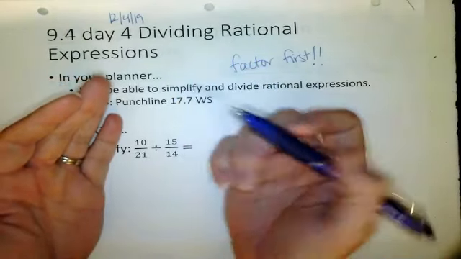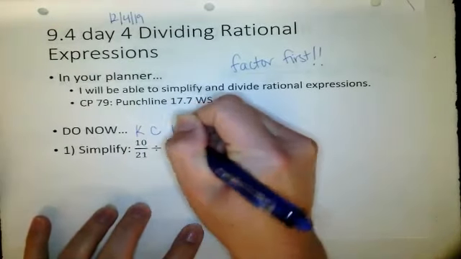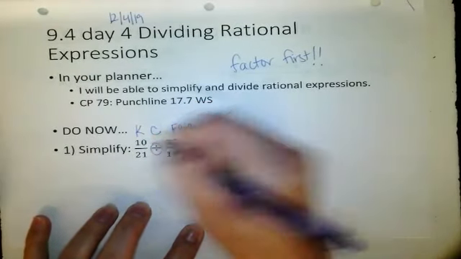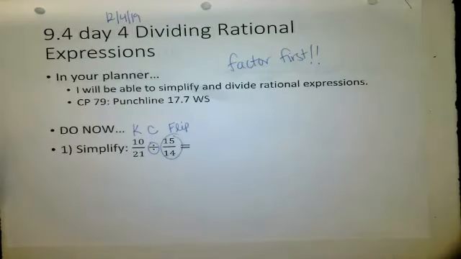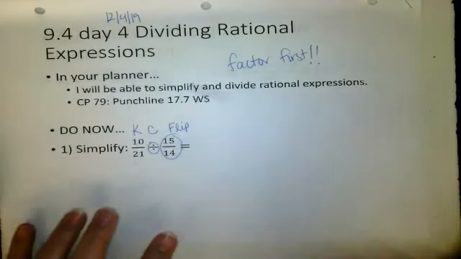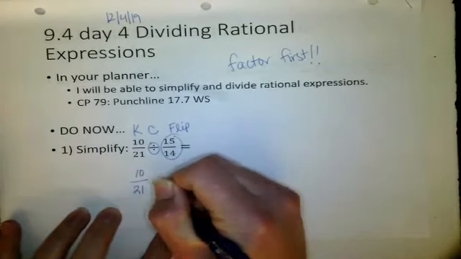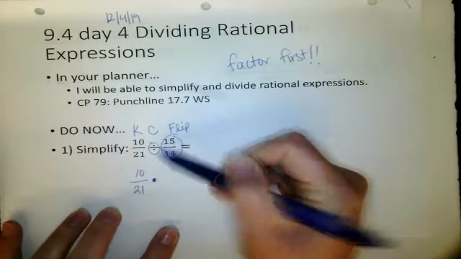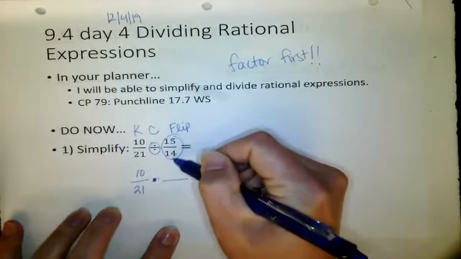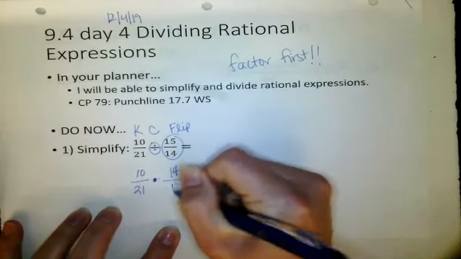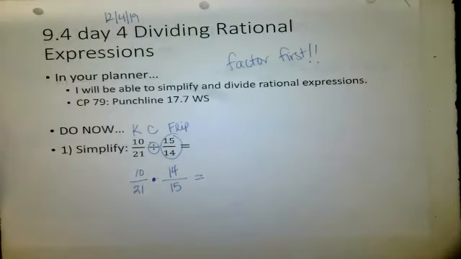Multiply by the reciprocal. Yes. Keep, change, flip. Change the sign, flip the fraction. We do not divide, ladies and gentlemen. We keep, change, flip, multiply by the reciprocal. We change it into exactly what we did yesterday. Our division changes to multiplication, and we flip the second fraction. So that's going to become 14 over 15. So all we're doing new today is converting into a product.